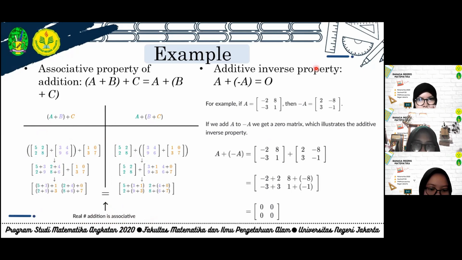Next, additive inverse property. A plus negative A equals O. For example, if I have matrix A, the first row is -2 and 8, the second row is -3 and 1, and for matrix negative A, the first row is 2 and -8, and the second row is 3 and -1. If we add A to negative A, we get a zero matrix, which illustrates the additive inverse property.